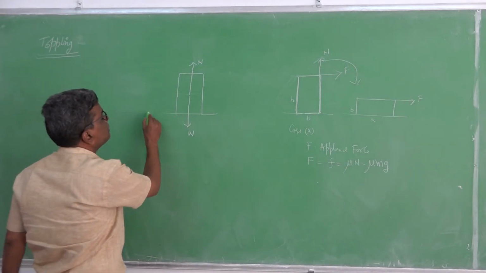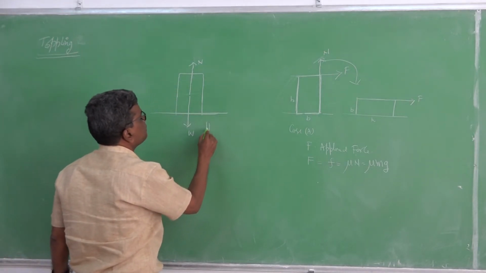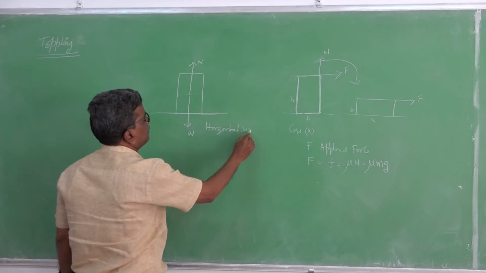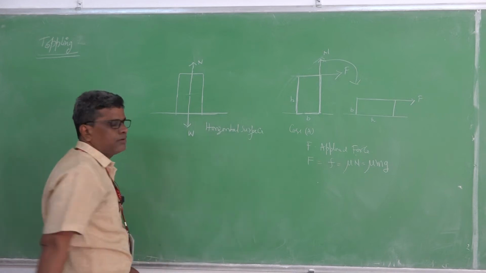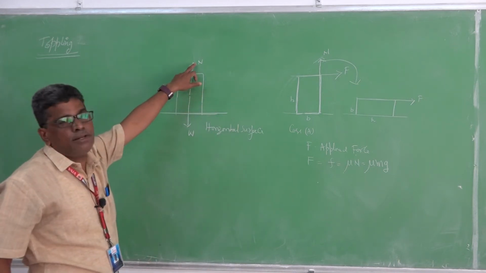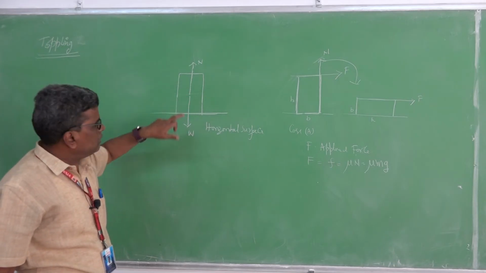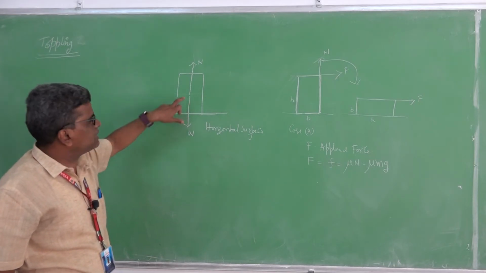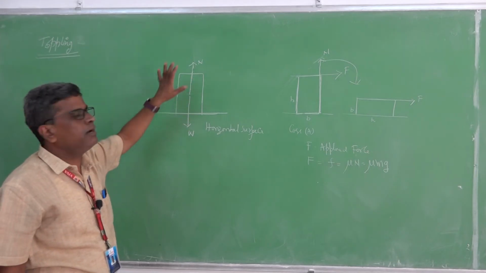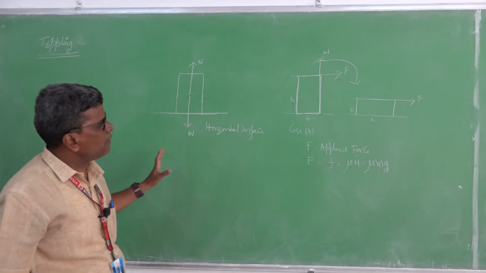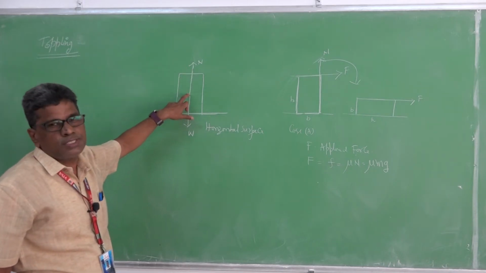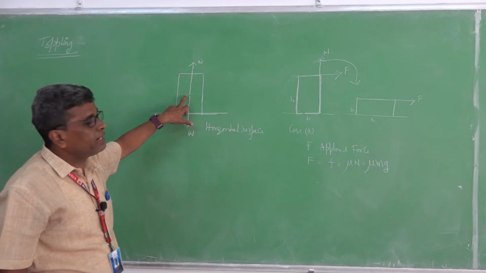This is a horizontal surface, as I discussed earlier. This normal reaction acts from the center, and the weight of the object acts from the center. Under equilibrium, these two forces are equal and balanced with each other. Under normal conditions, this normal reaction passes through the center.